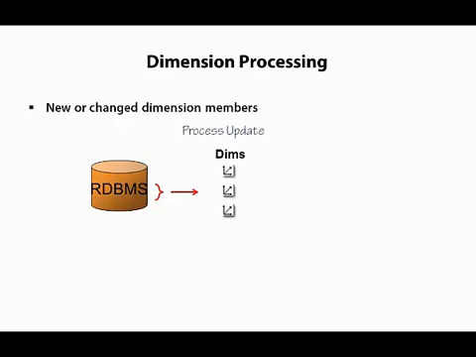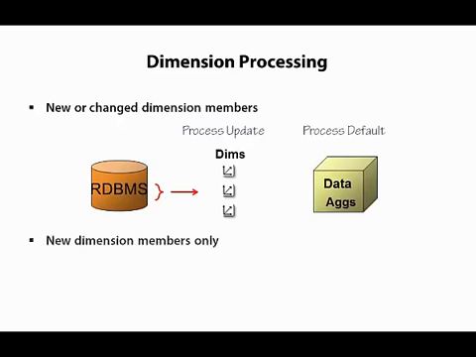The only potential problem we have is that if we move a member from one parent in a hierarchy to another parent, and we're using flexible attribute relationships, then any aggregations for that hierarchy are invalidated. So we can run a process default on the cube to recreate those aggregations.